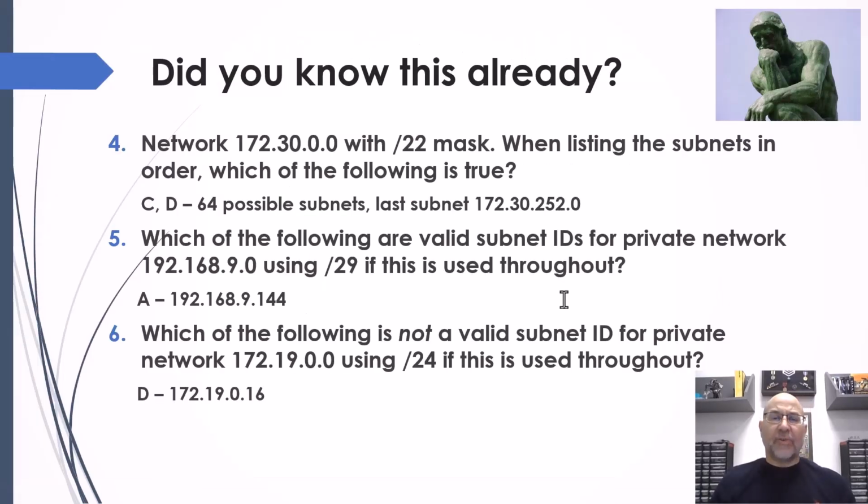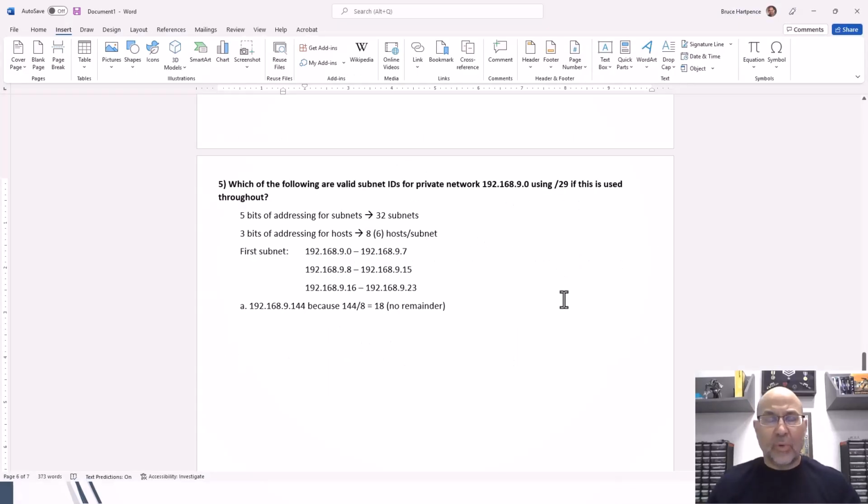Question number 5: which of the following are valid subnet IDs for a private network 192.168.9.0 using a /29, if this is used throughout, meaning the mask, the /29? Well, the answer was 9.144. So let's figure out why that is. Then again, we rewrite the question. And now this is a class C.